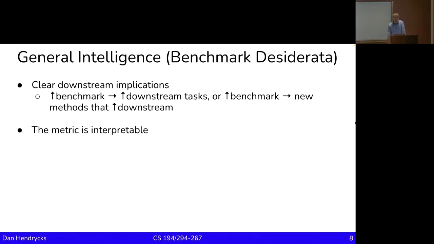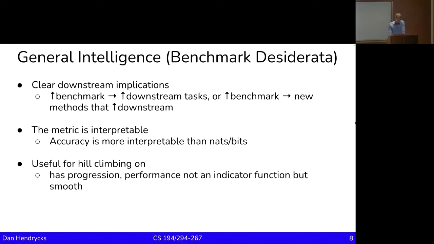If your metric is something like in bits or nats, natural log units, I don't know what the difference between 2.2 nats and 2.1 nats is. I don't really know how to interpret that, but an accuracy difference of 70% and 75%, okay, I know what that means. And then finally, this needs to be useful for hill climbing on.